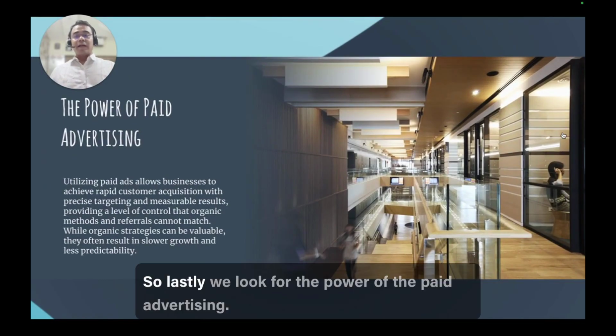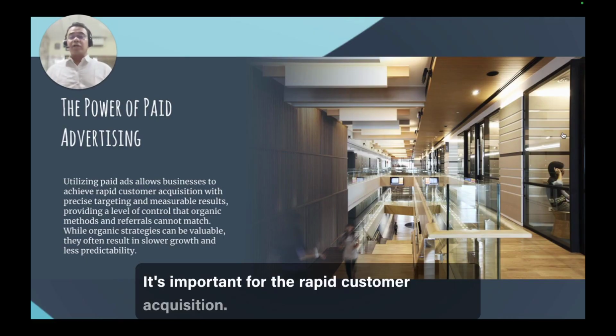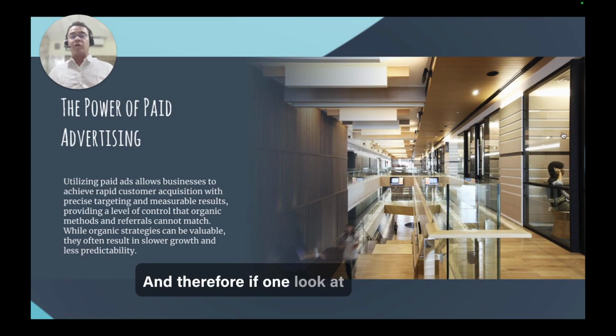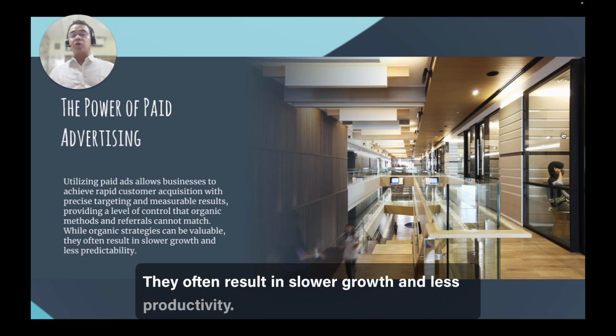All right. So, lastly, we look at the power of paid advertising. It's important for rapid customer acquisition, and the results are targeted and measurable, which enables a level of control that organic methods and referrals cannot match. These organic strategies can be valuable, but they often result in slower growth and less productivity.